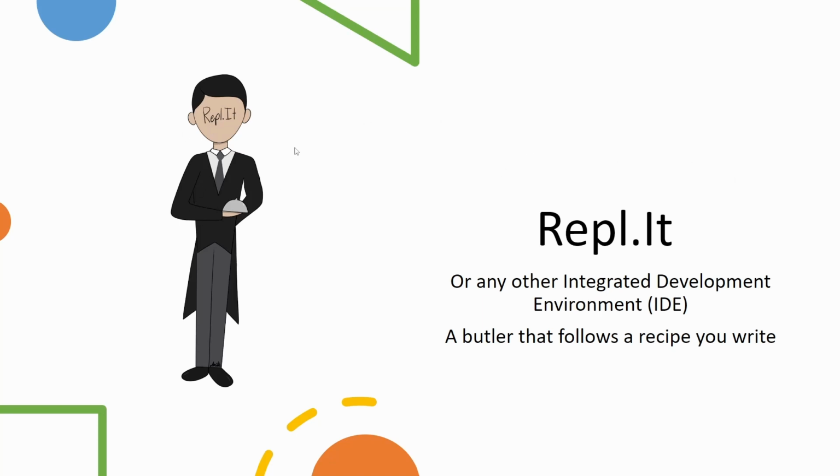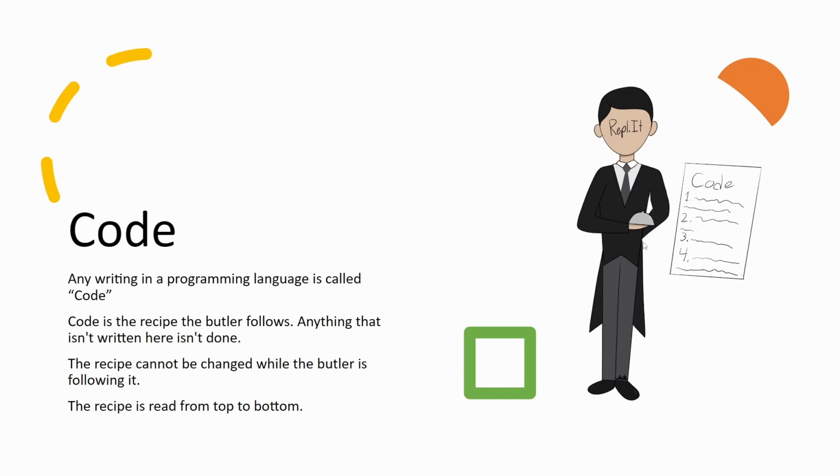The way I like to think of Repl.it is a butler. So Repl.it is our butler, and what we write is called code. We're writing in a programming language, and that writing is called code, and it's a recipe that the butler will follow. So anything that isn't written in the code isn't done. And the recipe also can't be changed while the butler is following it, and the recipe is read from top to bottom, kind of like English writing.